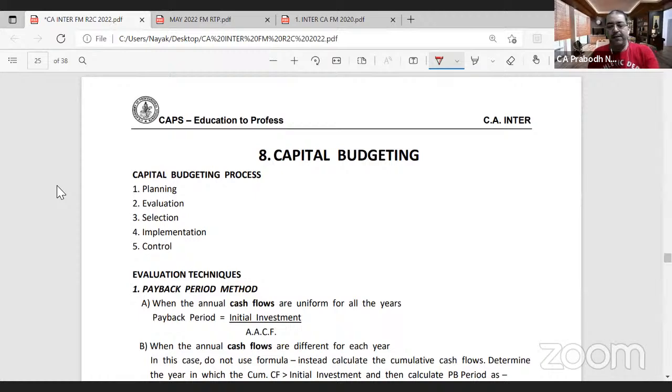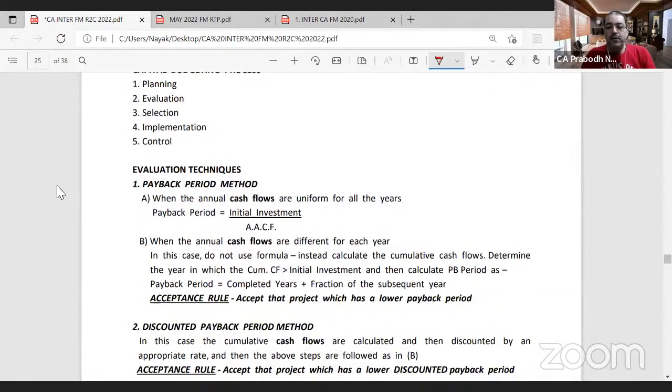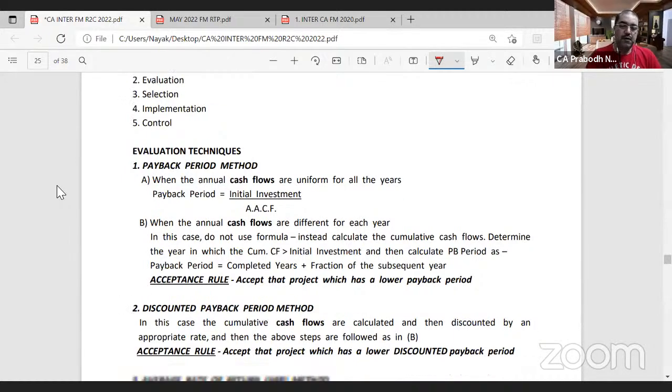Okay. The evaluation techniques we have studied. Payback period, when the annual cash flows are uniform for all the years: formula, I told you, initial investment upon average annual cash flows. When the cash flows are different for each year, then we don't use the formula. Instead, we calculate cumulative cash flows, determine the year in which the cumulative cash flow is greater than initial investment, and then calculate the payback period as completed years plus fraction of the subsequent year. Acceptance rule for payback period: accept that project which has got a lower payback period.